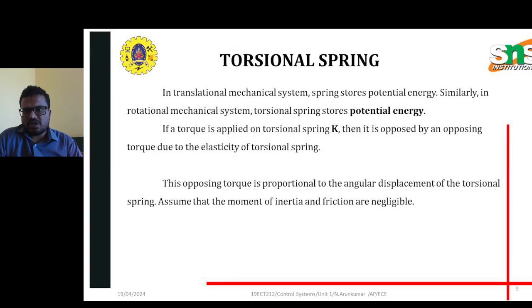Next one is torsional spring. In a translational mechanical system, the spring stores potential energy. Similarly, in a rotational mechanical system, the torsional spring stores potential energy. If a torque is applied to the torsional spring, then it is opposed by an opposing torque due to the elasticity of the torsional spring. This opposing torque is proportional to the angular displacement of the torsional spring. Assume that the moment of inertia and friction are negligible.